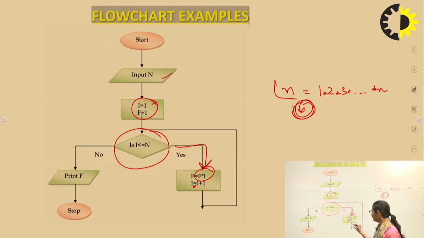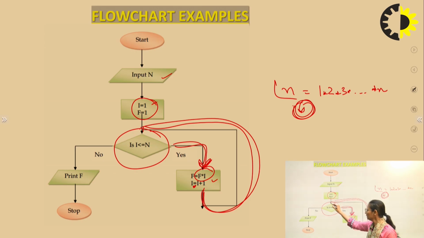And then we are not moving to the stop part. We move again to this logic and check the condition: has I become greater than n, or is it still less than or equal to n? If it is still less than or equal to n, we again move to this logic and the computation is done again. So a loop has been created here.